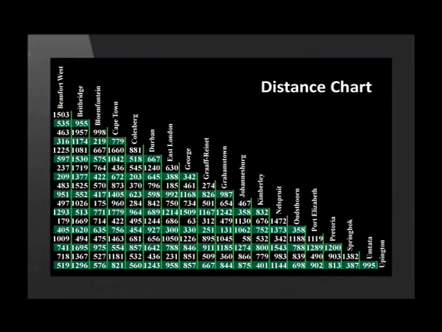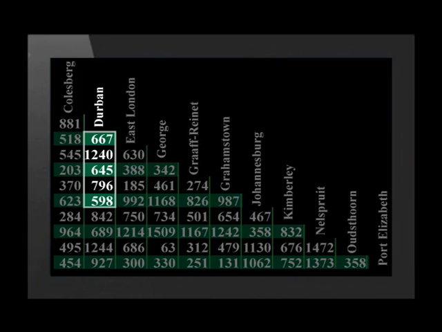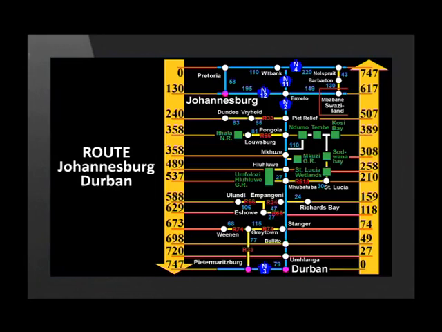To start, this is a distance chart and shows the distance between towns and cities in South Africa. To find the distance of the trip, we read down from Durban, and from Johannesburg we read to the left. The point at which they cross is a total distance of 598 kilometers. This trip map uses the N2 to get from Johannesburg to Durban. It shows the distance as 689 kilometers. A strip map is not an accurate representation of the route, but it shows the main stop points on the route and it shows the distance between each stop.